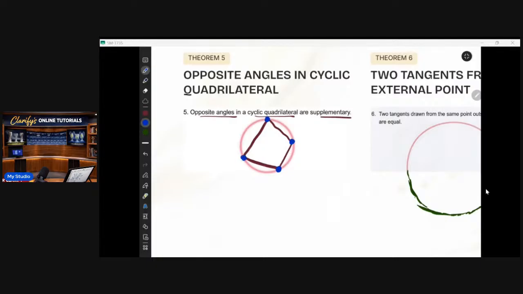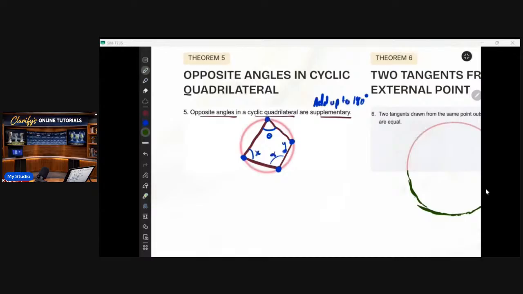Now, this is a cyclic quadrilateral. Opposite angles, so if I take this to be theta, then the opposite will be this one, which is alpha, because they're opposite each other. And if I call this x, then the opposite will be y. These are opposites. So opposite angles are supplementary. Supplementary means they add up to 180 degrees.